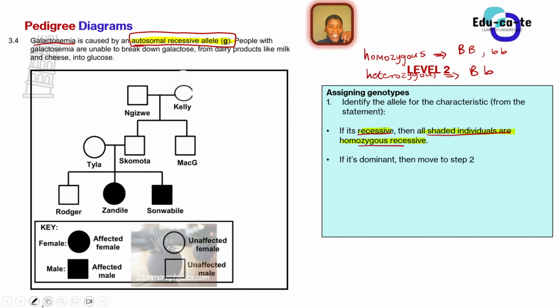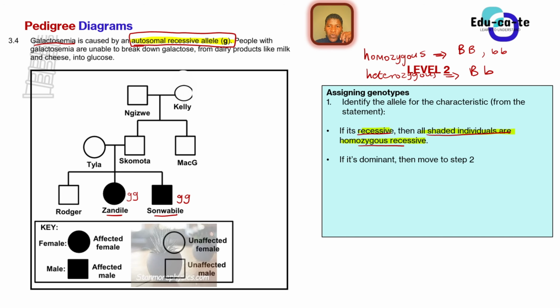You should just write their genotypes. In this case, we are using G, small letter G, to represent the allele causing the autosomal condition. So here, Sonwabile and Zandile, these two individuals, a male and a female, the children of Tyler and Skomota. Sonwabile would have a homozygous recessive condition, small letter G, small letter G. Zandile would have what? Small letter G, small letter G.